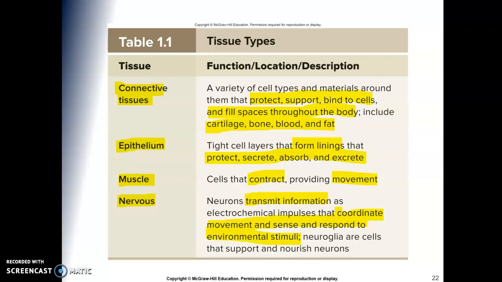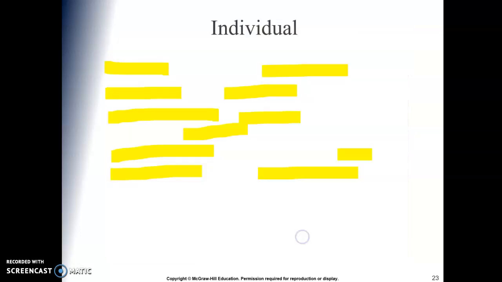Epithelial tissues are the linings, inside and outside, all those hollow spaces or outer spaces on the body. Muscle tissue, of course, you're familiar with that. These are the cells that provide our ability to move, not only skeletal muscles, but also smooth muscles that move the organs. And then nervous tissue, responsible for transmitting information.